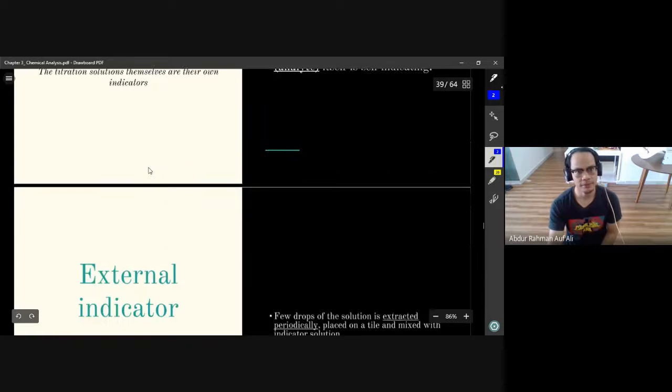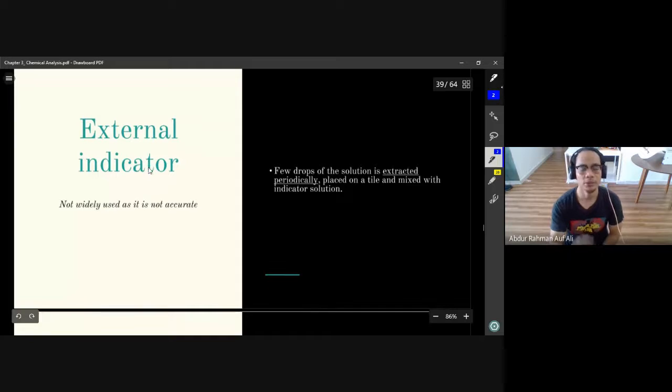Alright, so that is the first type of indicator. The second one is external indicator. This is not widely used because it's not accurate. So how it works is we begin the titration first without adding any other solution like phenolphthalein in acid-base titration. But at a certain point, let's say we have titrated 10 ml of the standard solution into the sample solution.